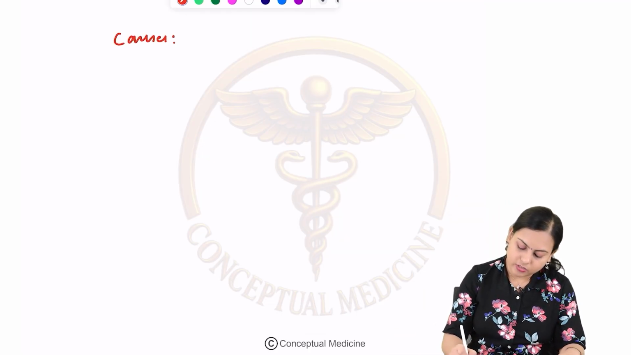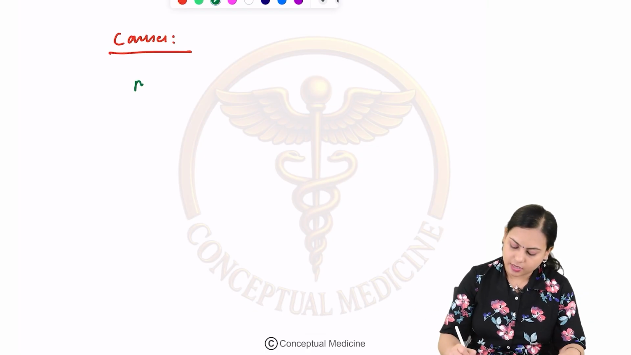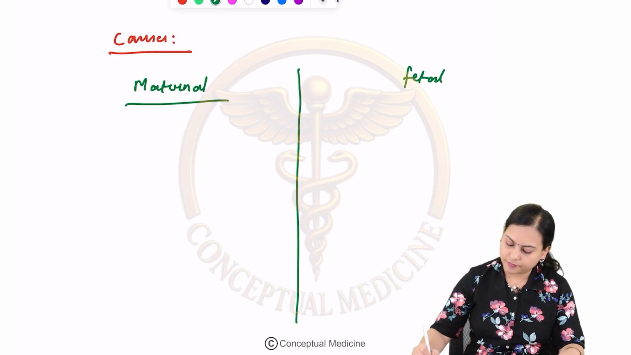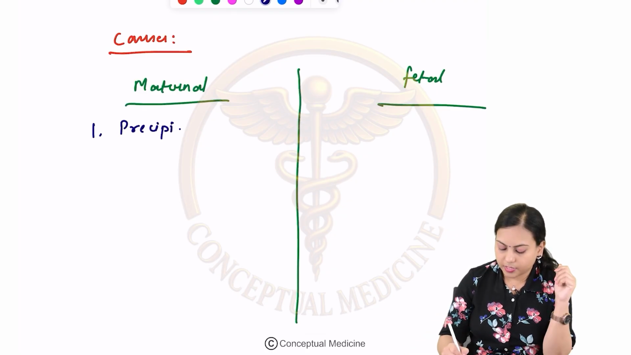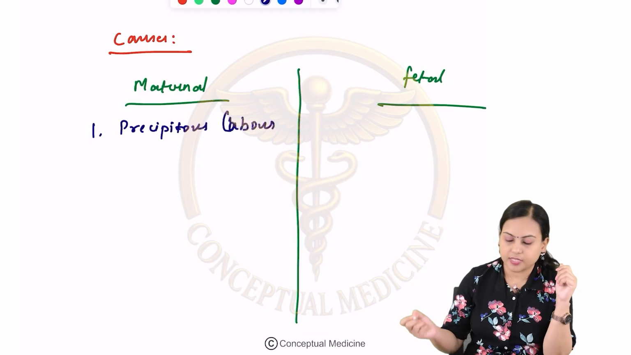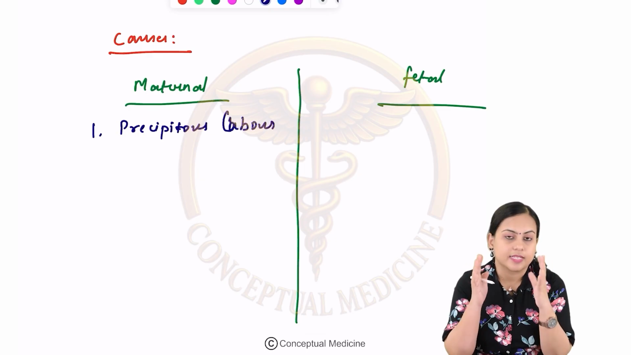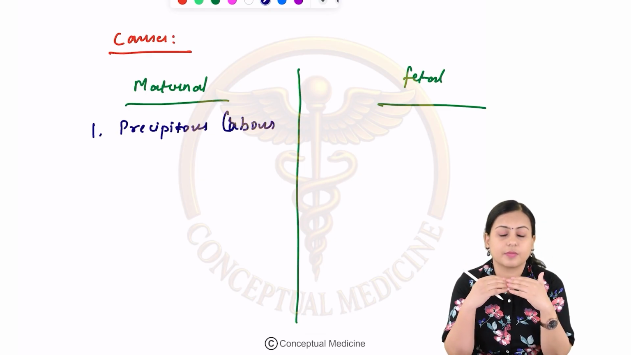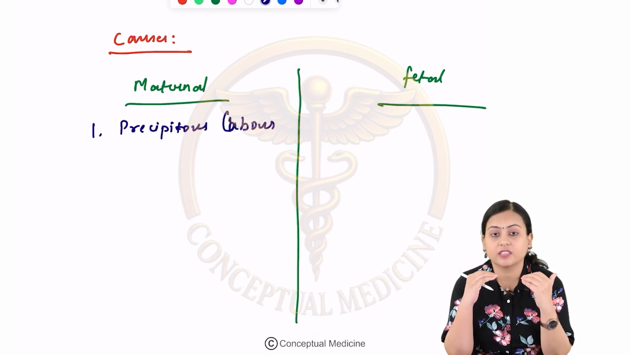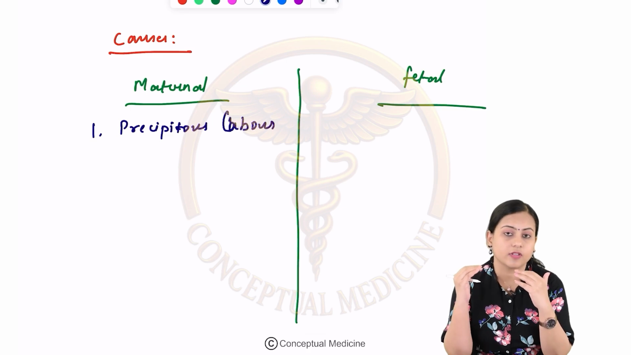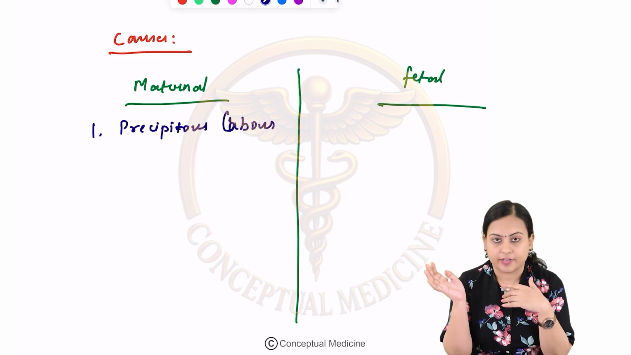Causes of perineal lacerations can be classified as maternal causes and fetal causes. First, let us discuss the maternal causes. In a case of precipitous labor. So, what is this precipitous labor? Precipitous labor is a labor in which the woman delivers the baby very fast, that is within 30 minutes after onset of regular uterine contractions. Okay?